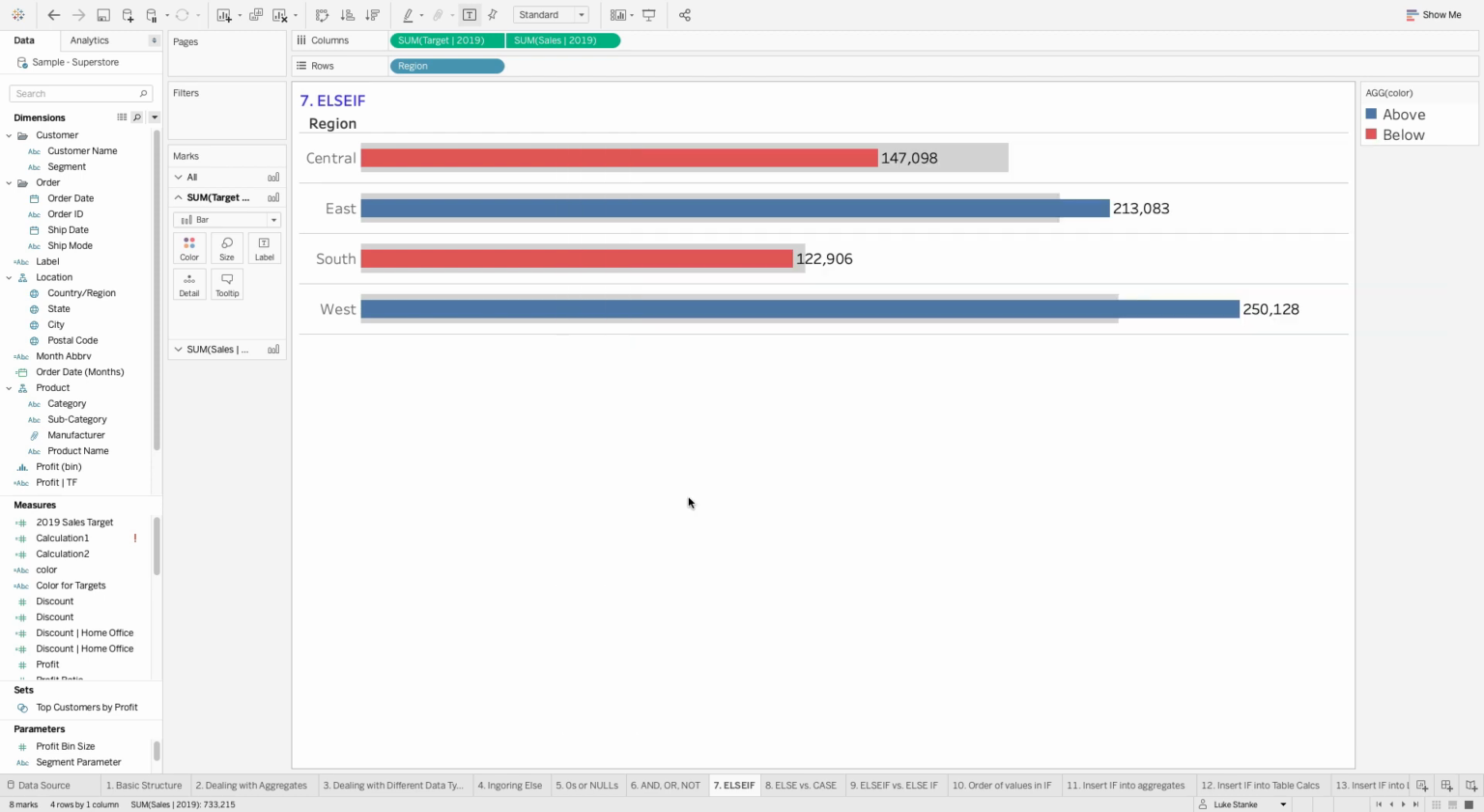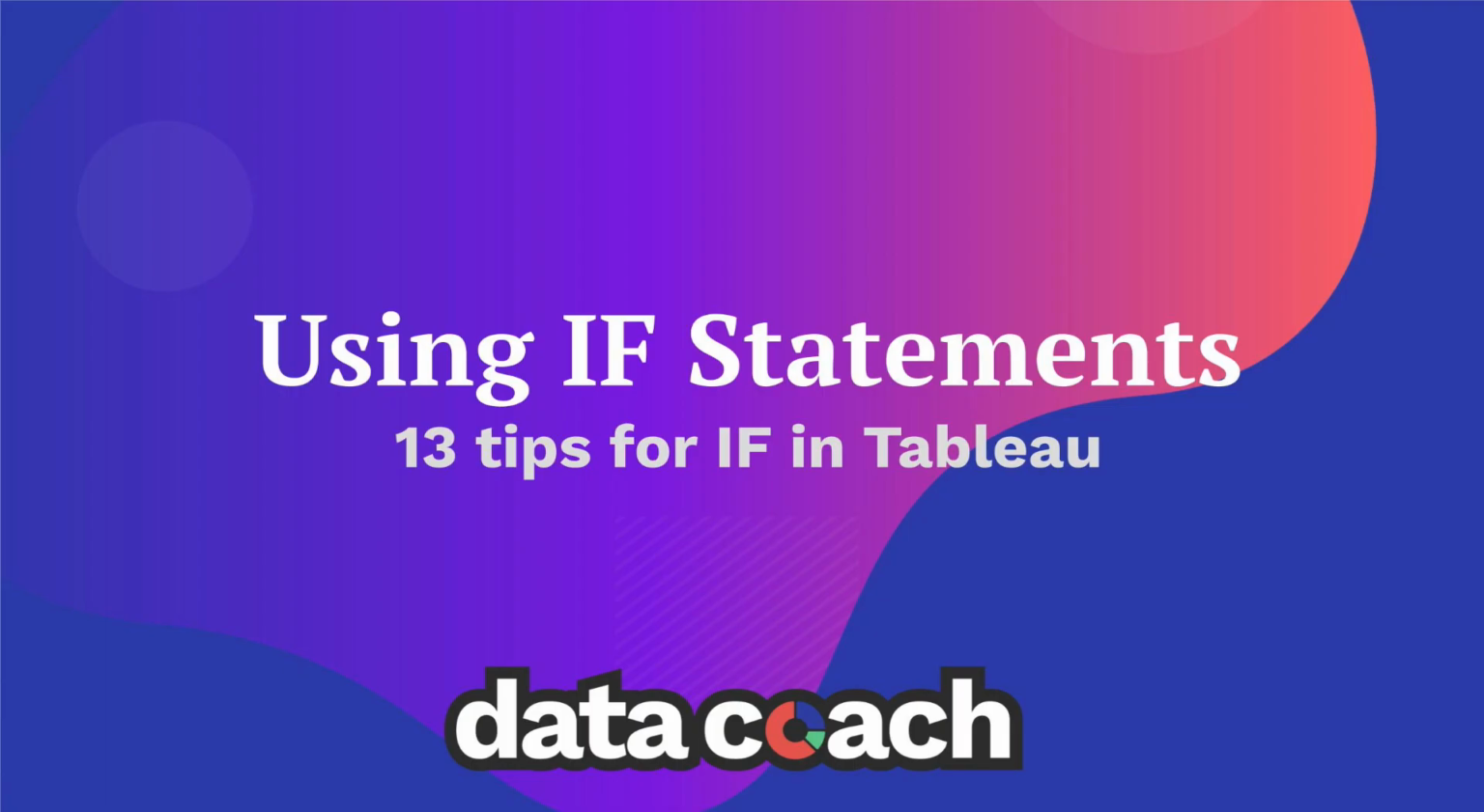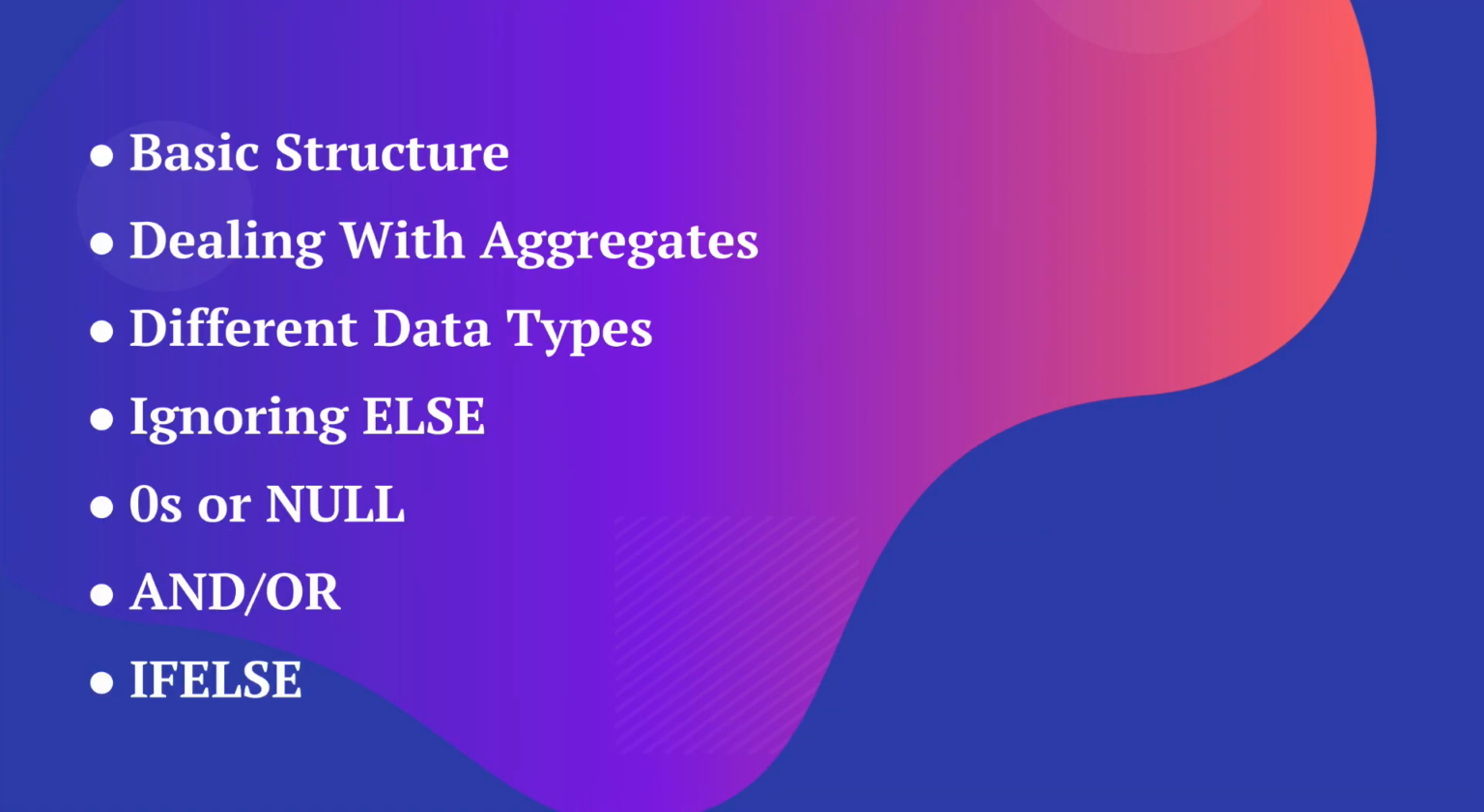What we're going to do here is cut this video. We're going to break it up into 2 parts. In this video, we discussed 7 tips. First, we talked about the basic structure of the if statement, needing 4 parts: the if, then, else, and end. Then we talked about how you can deal with aggregates inside of those if statements. If you've got aggregates, every part of it needs to be an aggregate. If you don't, then you have to have everything in line. You can't have a mix of both yet, of course. We'll talk about that in a later tip.